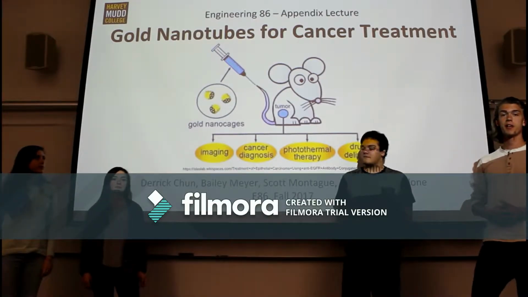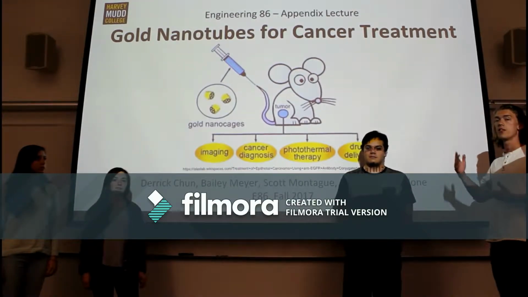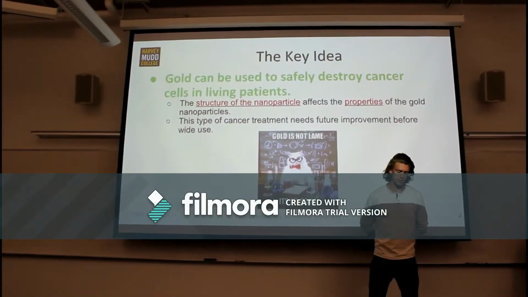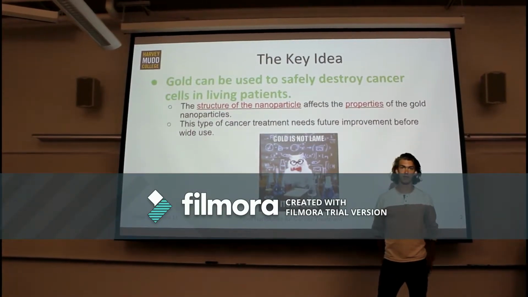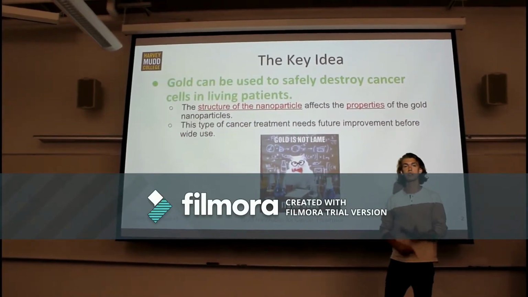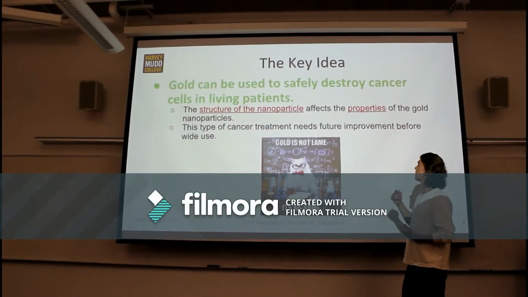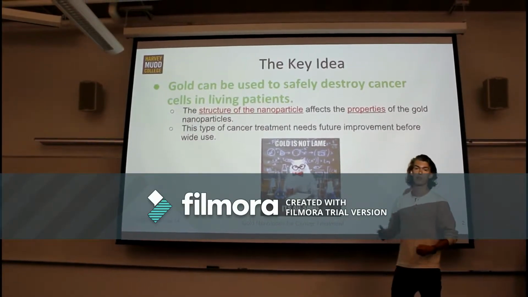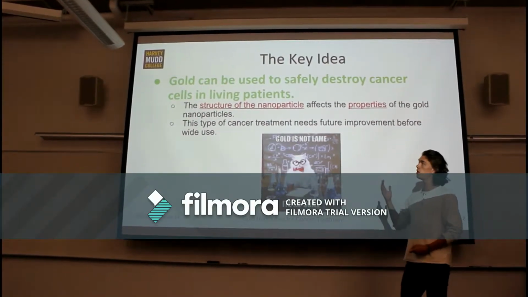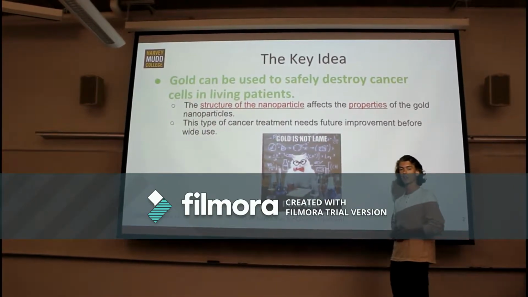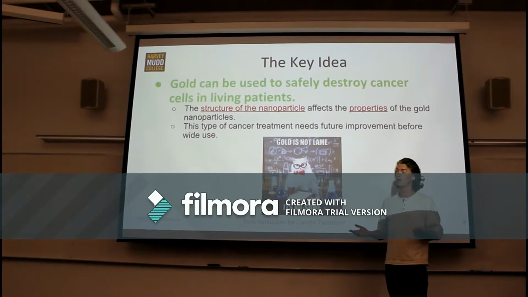And today we're going to be giving you a quick crash course on the use of gold nanotubes for cancer treatment. As we just mentioned, gold can be used to treat cancer patients and their tumors and destroy cancer cells. And we're going to be talking about the structure of the nanoparticles and the effects those properties have on the gold particles themselves. As you know from class, anything in red is stuff you don't know, and we will hopefully be teaching you by the end of this course, or in this case, the next 15 minutes.